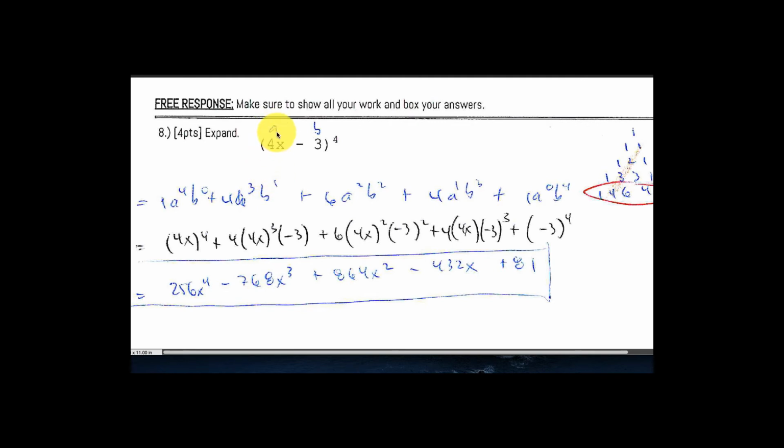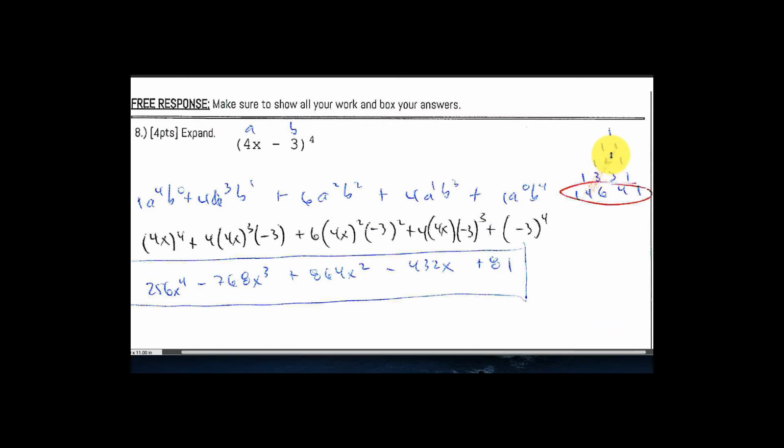I did mine as a plus b to the 4th power. And then you can use your Pascal's triangle here, and you're looking at this row right here. Because it's to the 4th power, I need to write the coefficients 1, 4, 6, 4, 1.